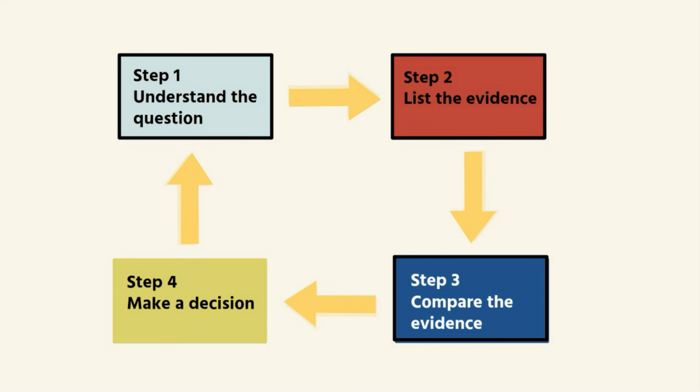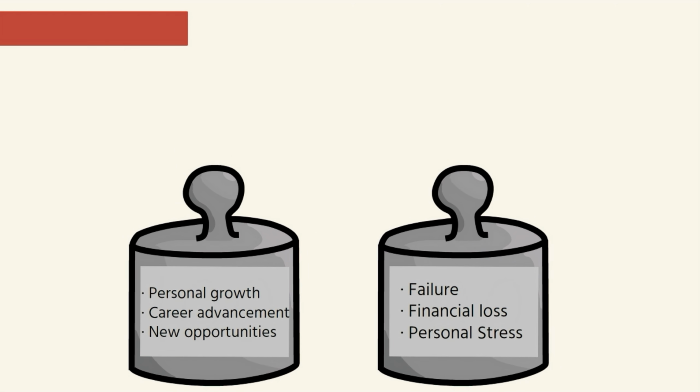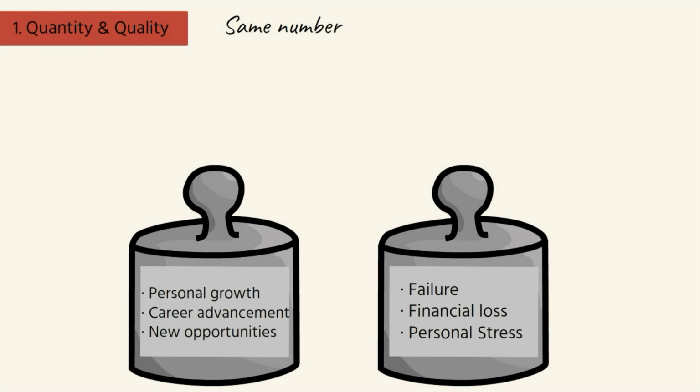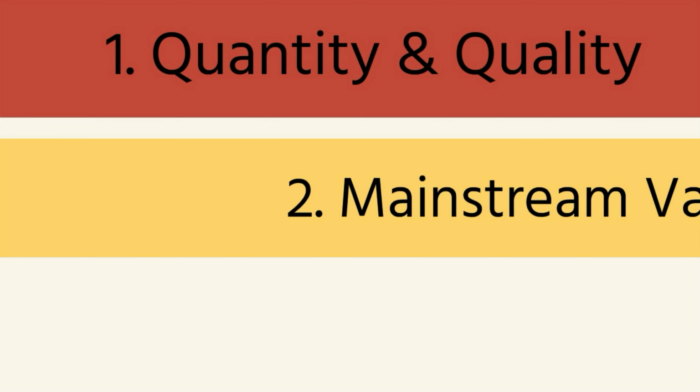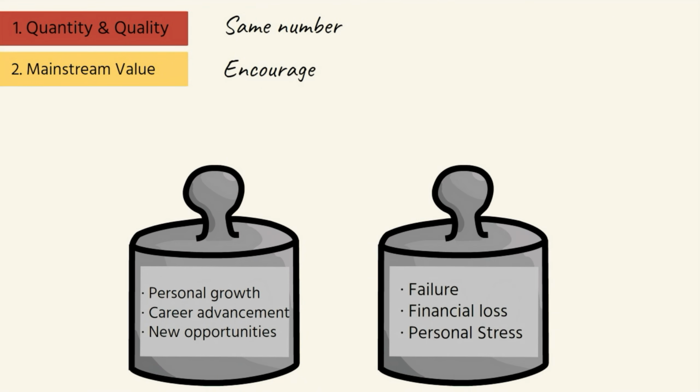Step 3, we can compare the evidence. I suggest you compare in 3 aspects. First aspect, the evidence quality and quantity. Quantity, here we have the same number of examples for both sides. Quality, almost the same. All make sense. Second aspect, society's mainstream value. For this topic, society and culture mainly encourage people to take risks instead of staying in the comfort zone or lying down, because it's better for the development of a society. So the positive side gets 1 point.